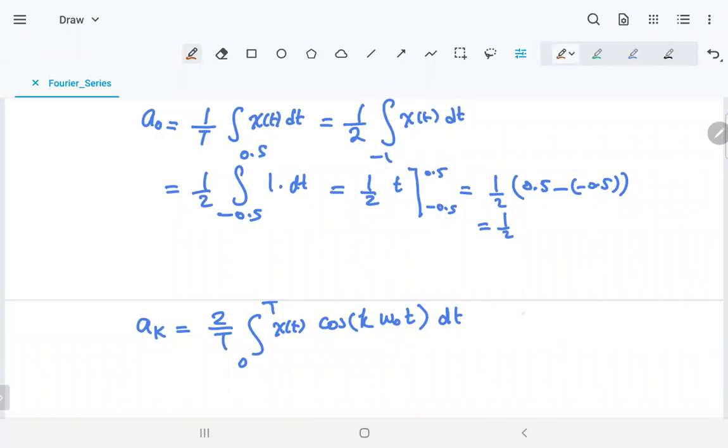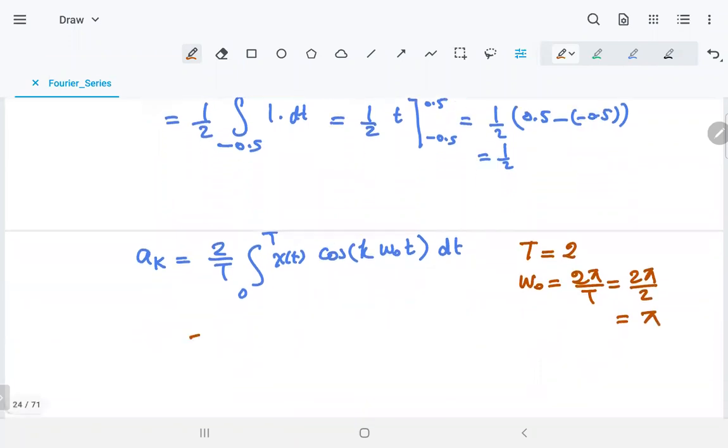Now the period T is equal to 2 seconds, and omega naught is equal to 2 pi over T, so 2 pi over 2, so omega naught is equal to pi. Now I'm going to substitute 2, and the period is equal to the integral from 0 to 2 of x(t) cosine k omega naught t, with omega naught equal to pi, dt.